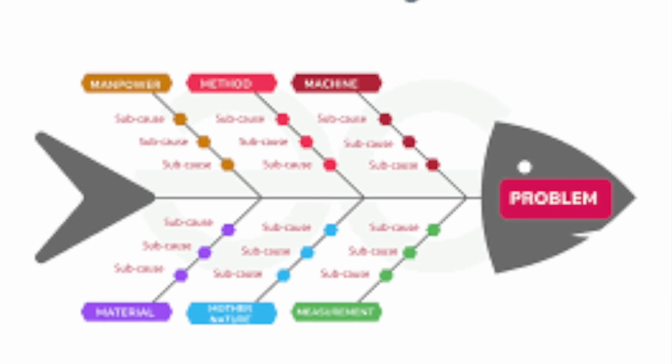Analyze. Here we identify the root cause of the problem. We use tools like fishbone diagrams, Pareto charts, hypothesis testing, regression, and the 5 whys. The key is this: don't jump to solutions. Prove the cause before you fix it.